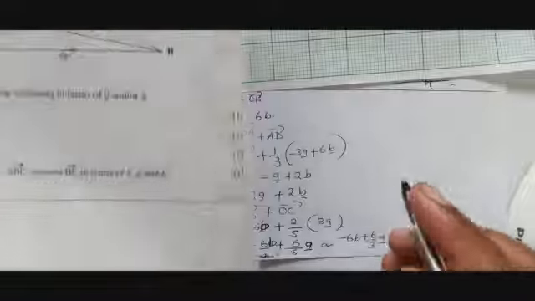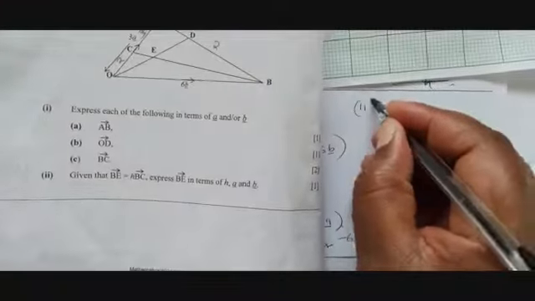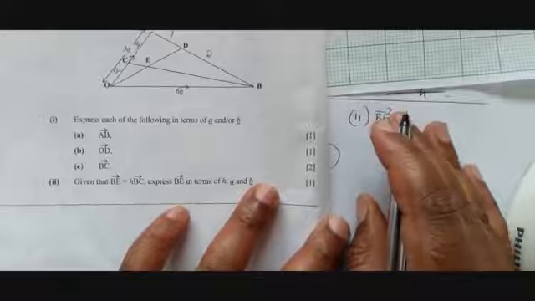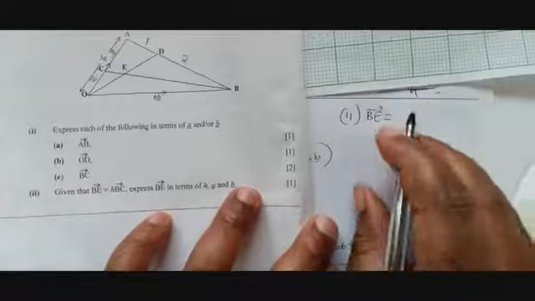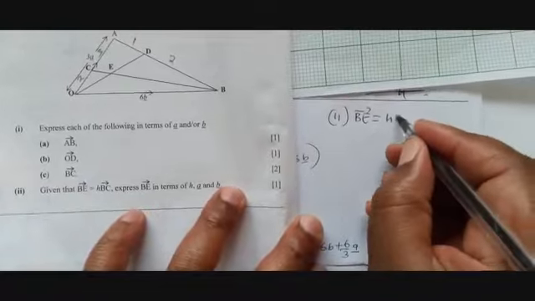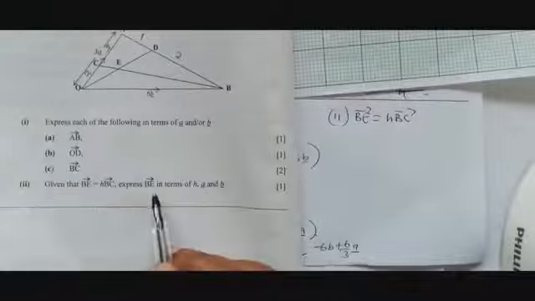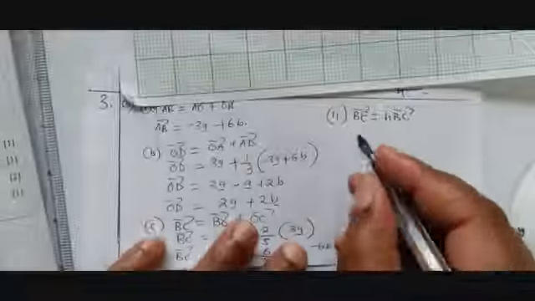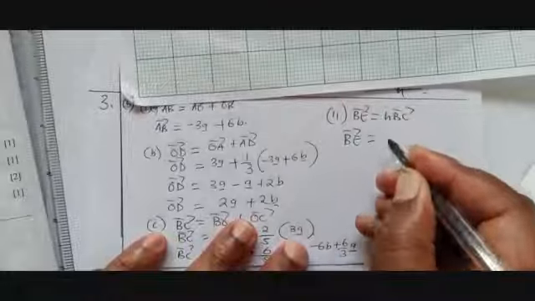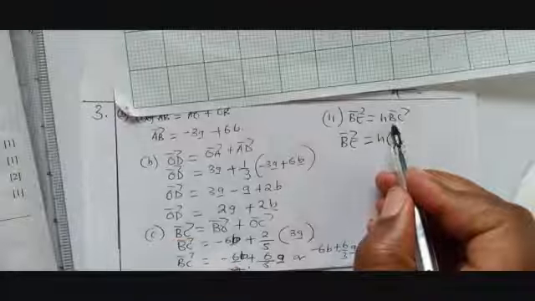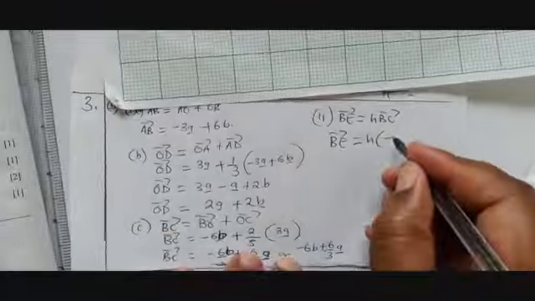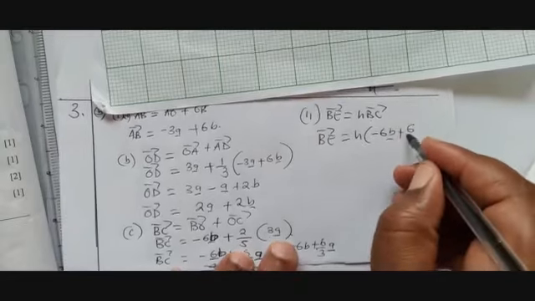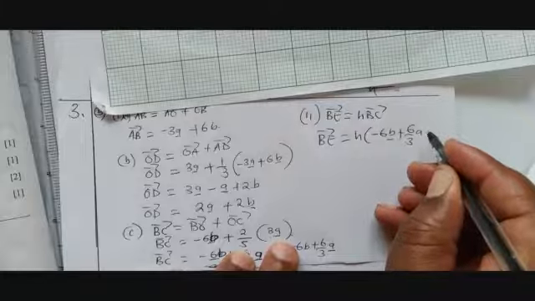Then we go to Roman numeral 2. Given that BE is equal to H, H by H we mean a scalar, all right? BC. Now express BE in terms of H, A, and B, all right? So we are going to say BE is equal to H, open the bracket. What is BC? I think we got BC somewhere. It's here. You have got negative 6B plus 6 over 5 A.